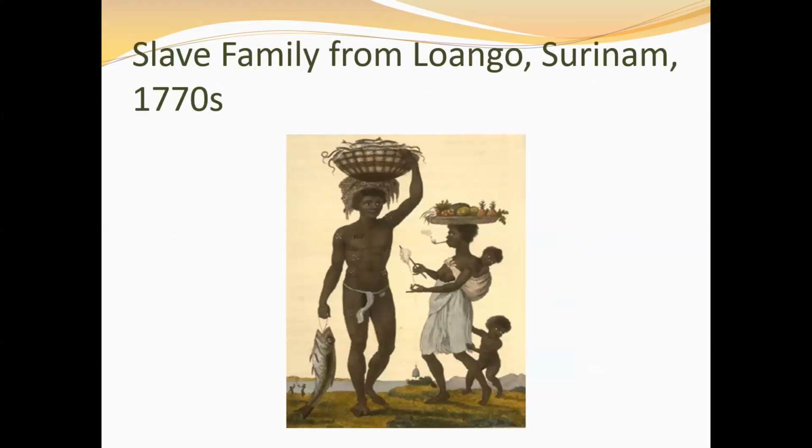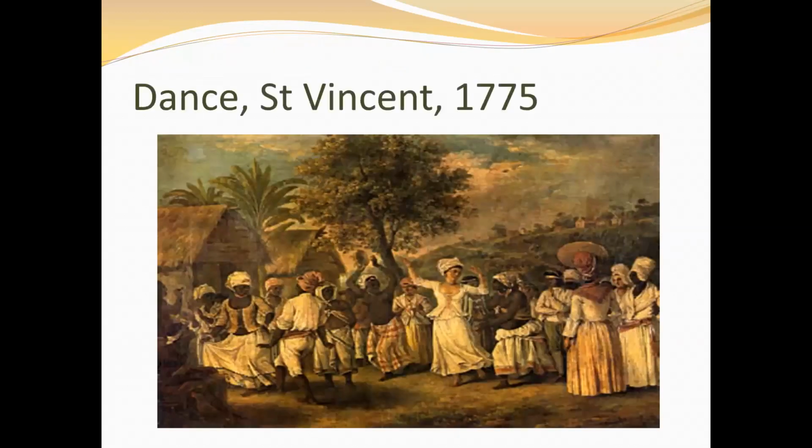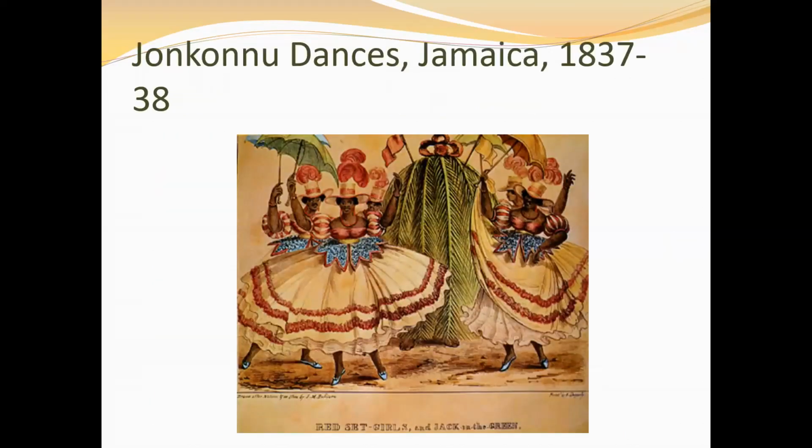Having said that, enslaved people were not entirely just workers. They had developed family links. They developed their own forms of dancing and music, their own cultural patterns. Here's a scene of Set Girls from Jamaica in the 1830s. So slavery was very brutal, but it did involve some forms of cultural vibrancy.